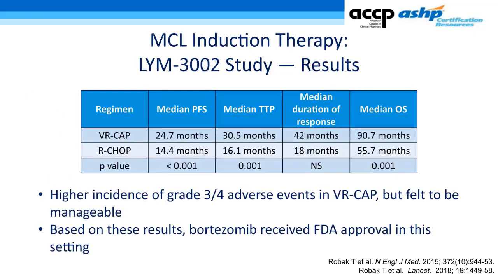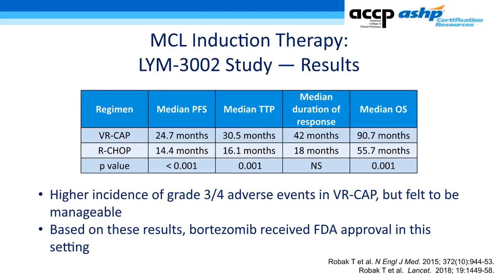The results of the LYM 3002 study are shown for you here. You can see that median progression-free survival, median time to progression, and median overall survival all statistically significantly favored the VR-CAP regimen as compared to R-CHOP. There was a higher incidence of grade 3 and 4 adverse effects in the VR-CAP arm, but these were mostly thrombocytopenia and peripheral neuropathies, which the investigators felt were manageable with transfusions and medications.